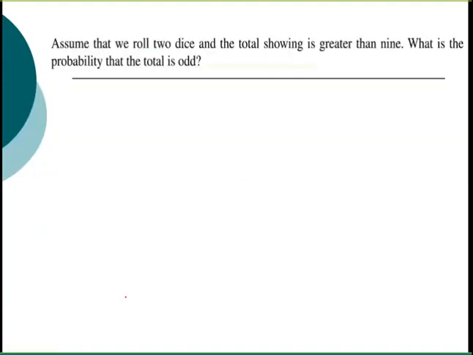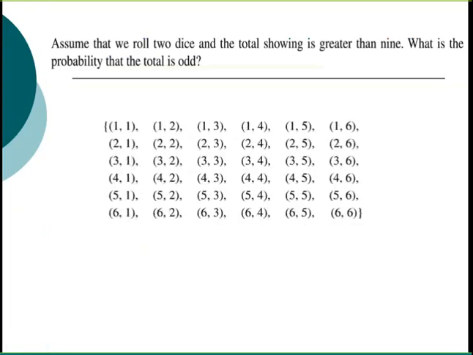So let's say, and we're not actually using the formula right here, but let's say we roll dice and the total showing is greater than 9. What's the probability that the total is odd? To look at that, we'll look at our whole sample space of rolling the dice. So if we have our dice being rolled here, this is 1, 2, 3, 4, 5, 6, and down here it's 1, 2, 3, 4, 5, 6. These are the things that show up on the dice when you roll them.